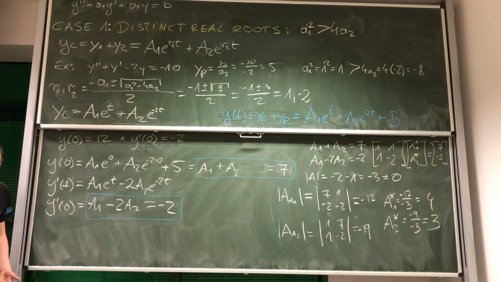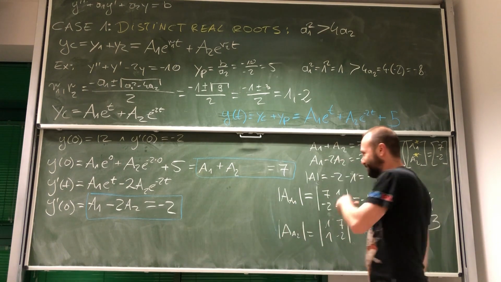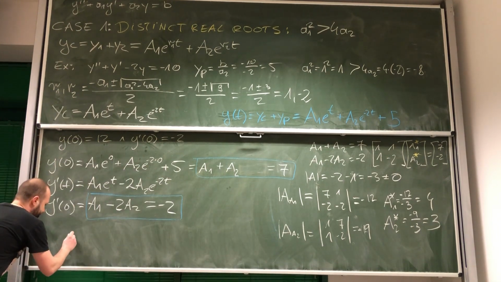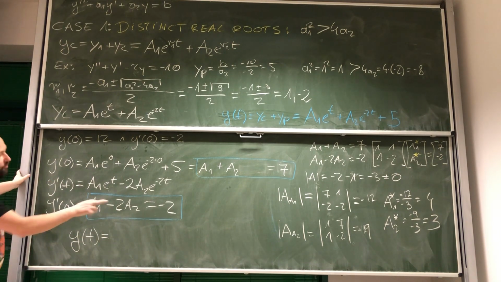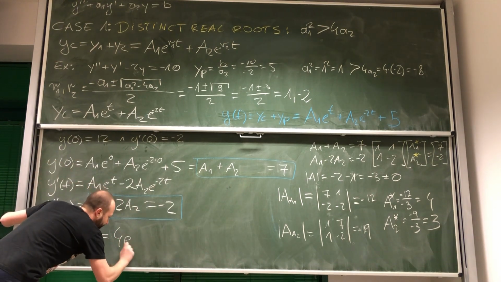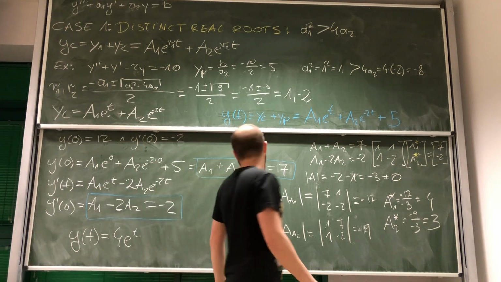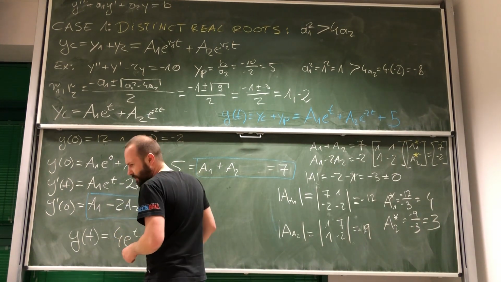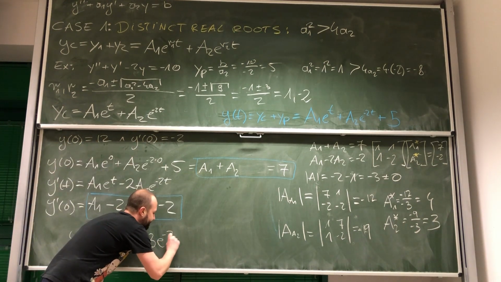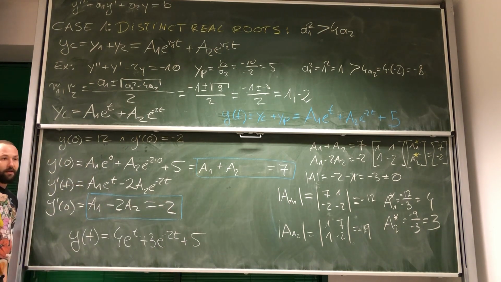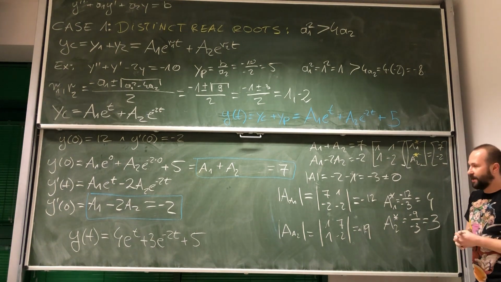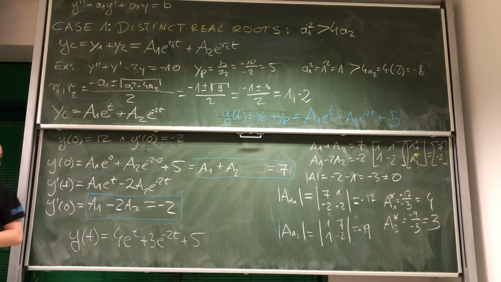Okay, and I know that this was rather long, but once you get used to it, you can do it extremely fast. However, our final solution to this problem tells us that y of t is equal to, now we substitute 4 for a1, so we've got 4e to the power of t, plus 3e to the power negative 2t plus 5. Okay, so this is the solution to case number 1. So now what we should probably do is to start with case number 2.